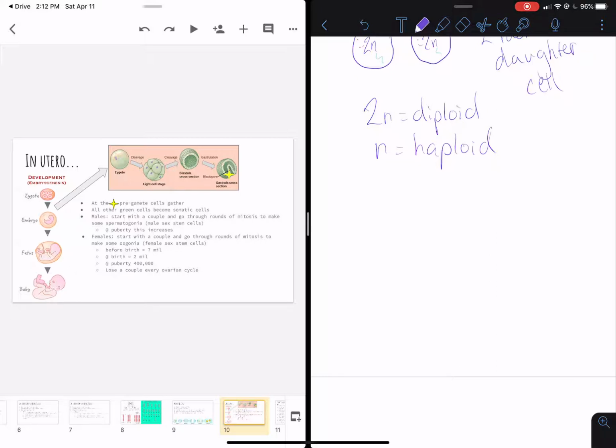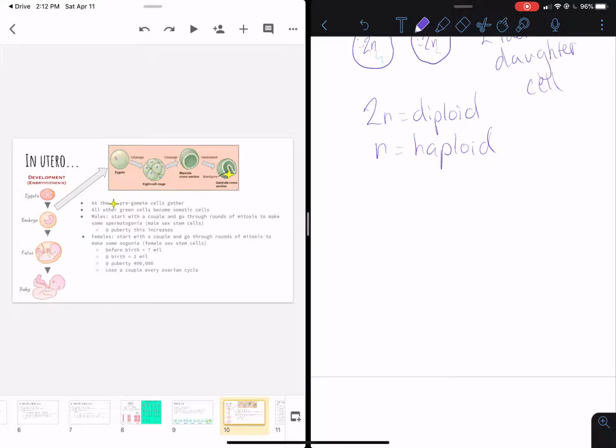But this is super, super early on. And so we only have like 2 cells. And those 2 cells, that's not enough to start actually going through meiosis. Those 2 cells have to go through rounds of mitosis first, so they make duplicates of themselves, and then they go through meiosis. So we are going to focus on just those yellow cells from here on out because it's the reproduction chapter, and that all has to do with gametes.